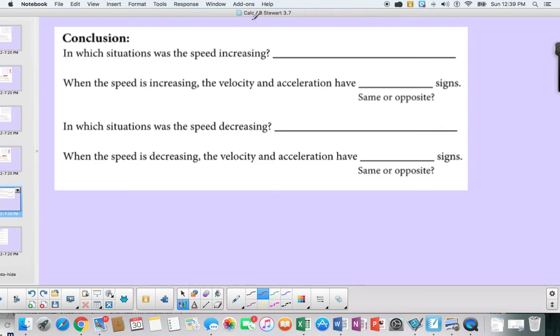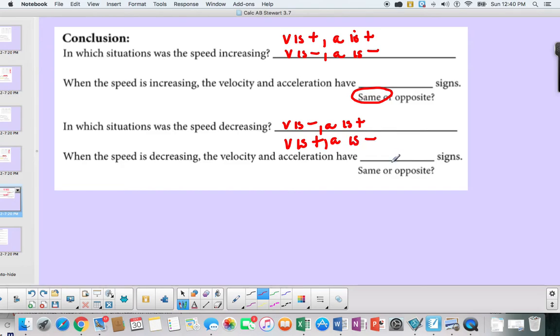So in which situations was the speed increasing? That happened when velocity is positive and acceleration is positive, or velocity is negative and acceleration is negative. So when they have the same sign, we notice speed is increasing. When is the speed decreasing? Velocity is negative and acceleration is positive, or velocity is positive and acceleration is negative. We notice that the speed was decreasing when they have opposite signs.